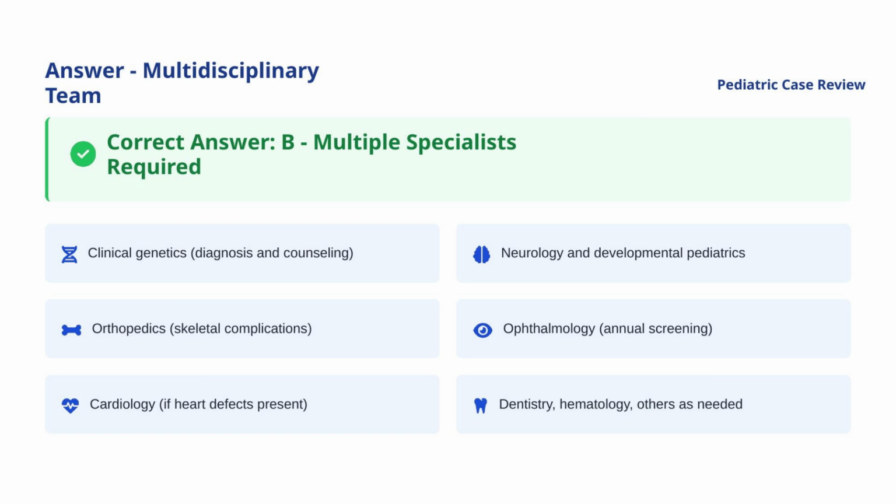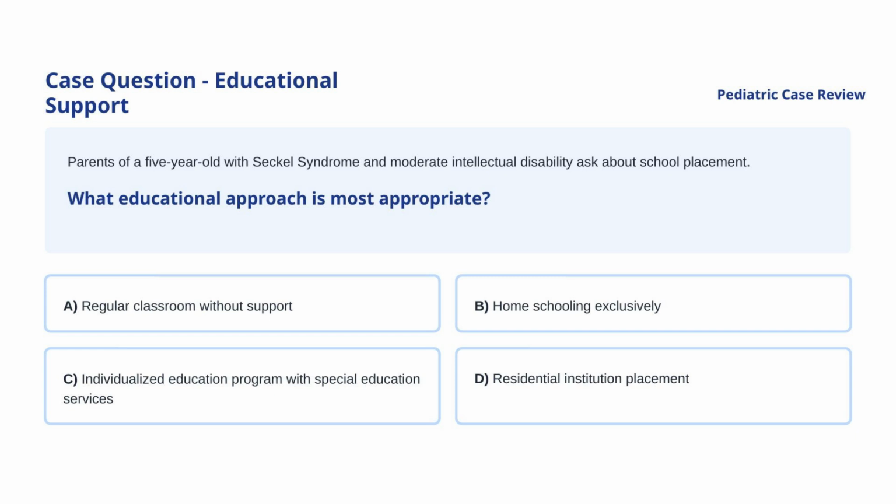Clinical genetics provides diagnosis confirmation and counseling. Neurology and developmental pediatrics address intellectual disability and seizures. Orthopedics manages hip dysplasia, scoliosis, and limb abnormalities. Annual ophthalmology screening is essential. Cardiology follows congenital heart defects. Pediatric dentistry, hematology, and other specialists are involved as complications arise. Coordinated care optimizes outcomes.